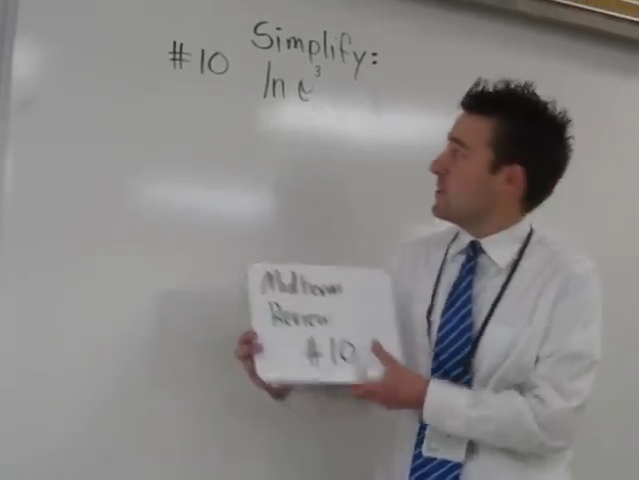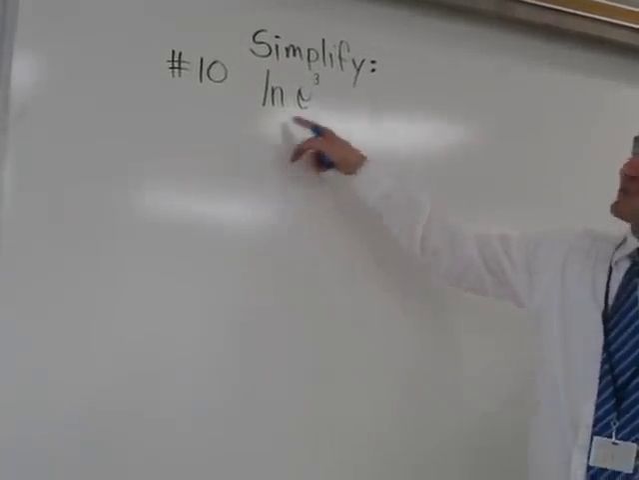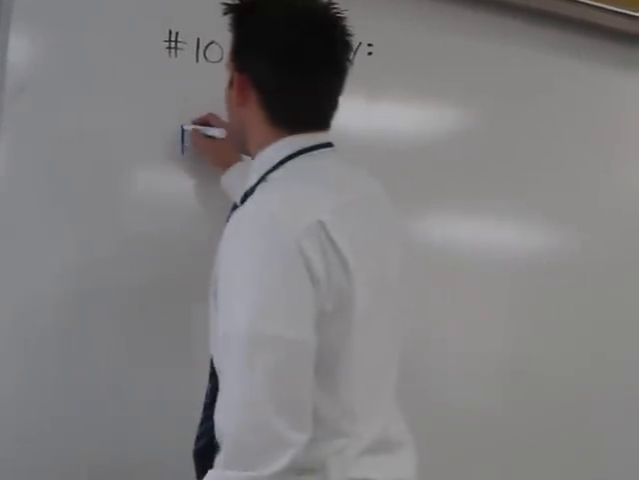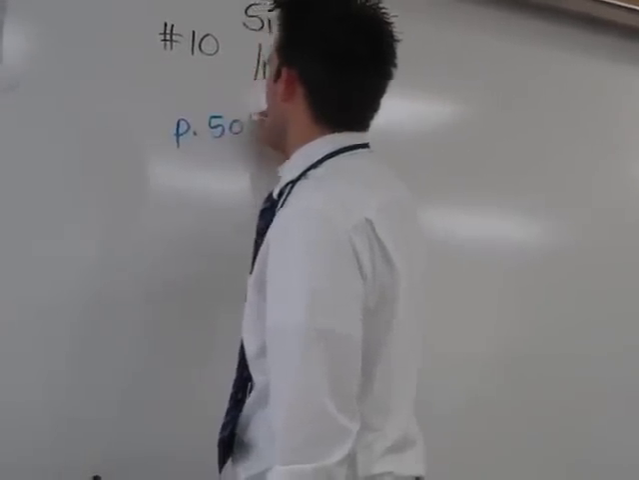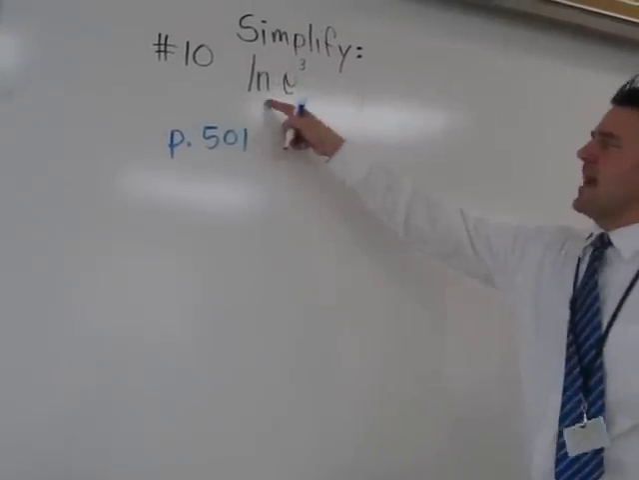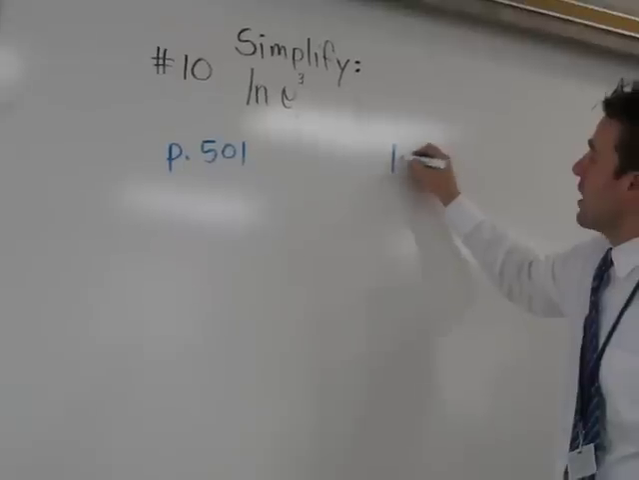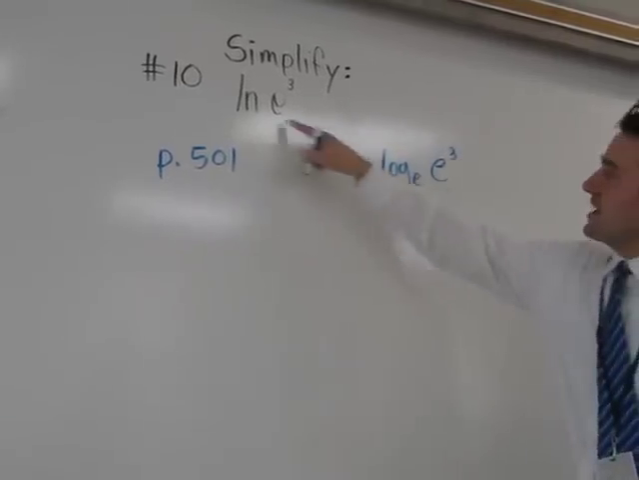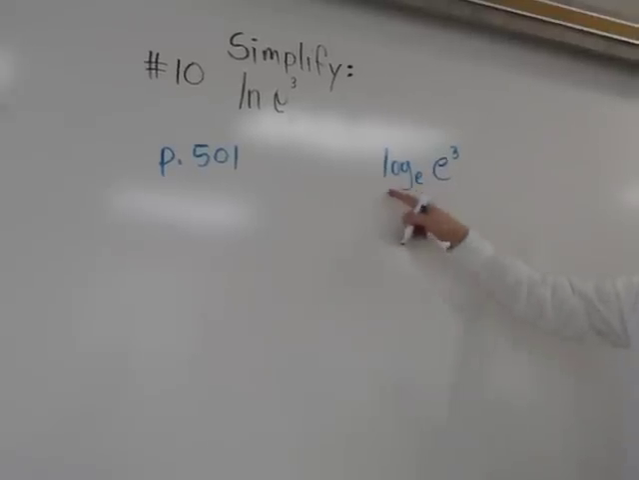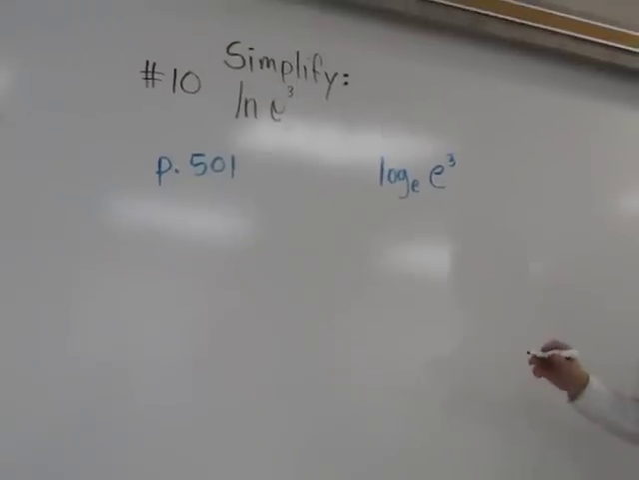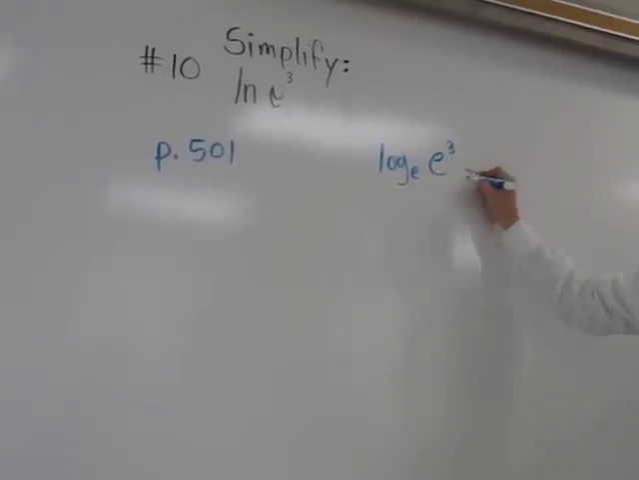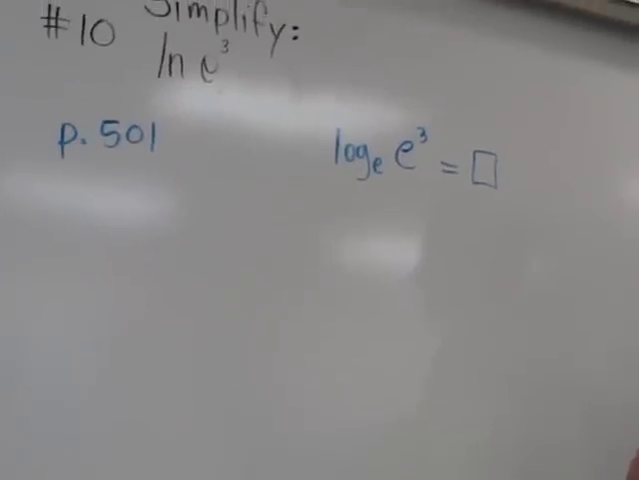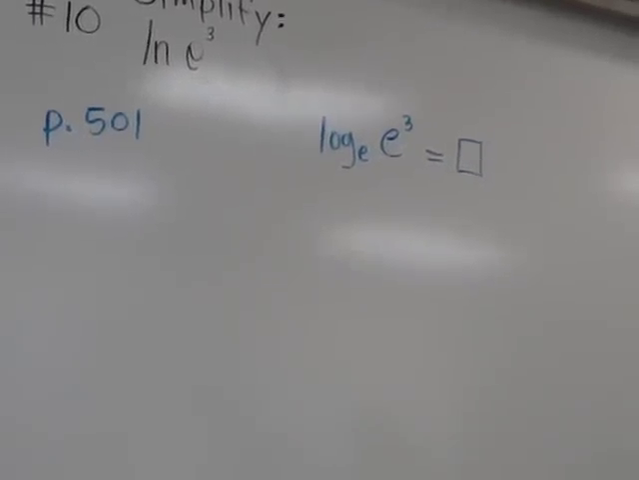Number 10 from the midterm is simplify the natural log of e cubed. Now you can get help for this problem on page 501. Remember, the natural log is really just log base e of whatever the number is here. So log base e of e cubed. Try converting this into exponential form and see what you get. Good.